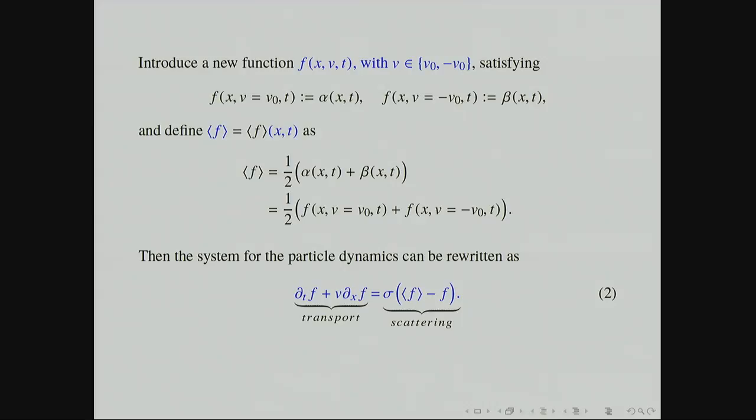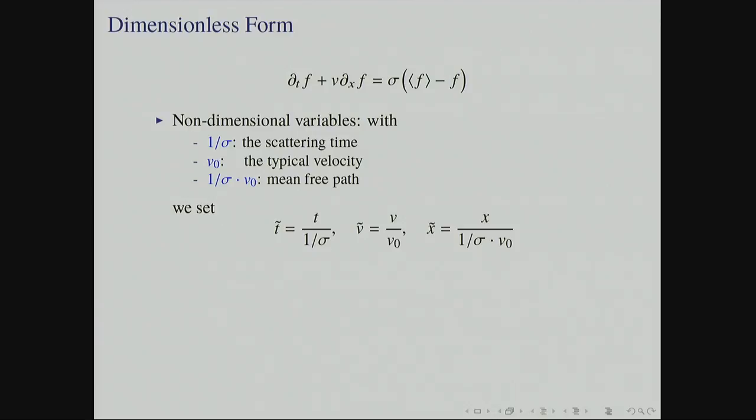With that, the dynamics can be written in terms of equation two. On the left, you have a transport operator. On the right, you have what I call the scattering operator. I want to work with the dimensionless form of this model. For that, I need to reference the time. That's the scattering time. Sigma is the scattering constant, v0 is the velocity, so their product will define the mean free path. That's the average distance for the particle to travel in order for them to possibly switch direction. Using them, I can nondimensionalize the time, the velocity and the x variable.